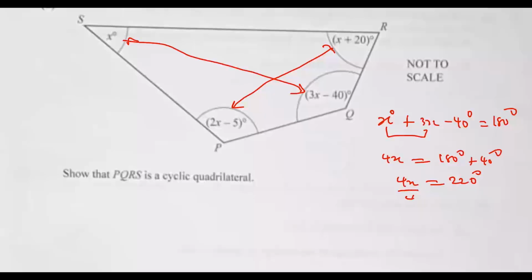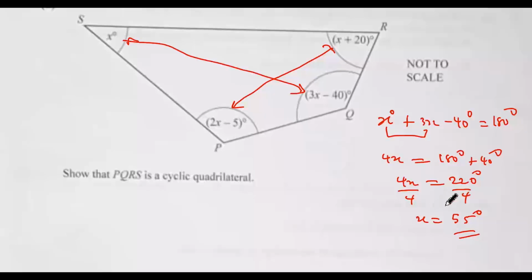If you divide both sides by 4, x is equal to 55 degrees. So the value of x is 55 degrees. If you like, you can also use 2x minus 5 plus x plus 20 equals 180 degrees. You still get the same value of 55, so the value of x will still be 55 degrees.